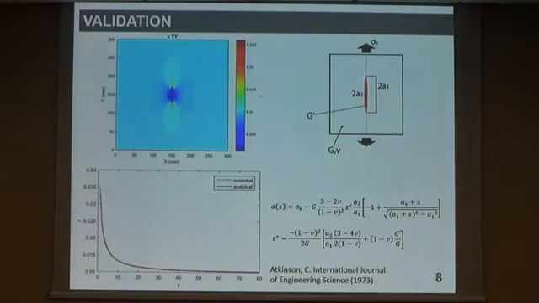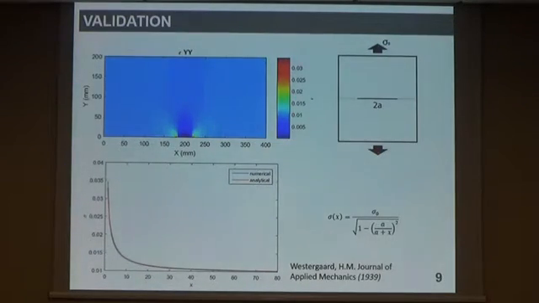So we validate this model with the classic continuum theory. Here is a stiff elastic line inclusion in a matrix. You can compare the stress field with the analytic one, which was obtained by Atkinson in 1973. It's based on the Airy stress function, and there is perfect agreement. We can do the same for the central crack. Here again compared with the Airy stress function from Westergaard in 1939, perfect agreement.